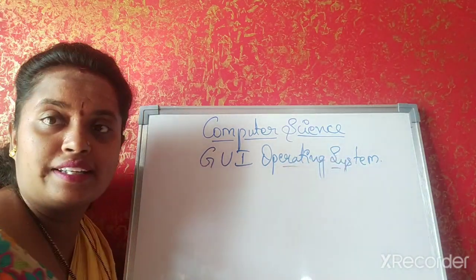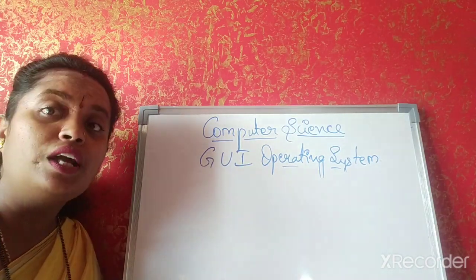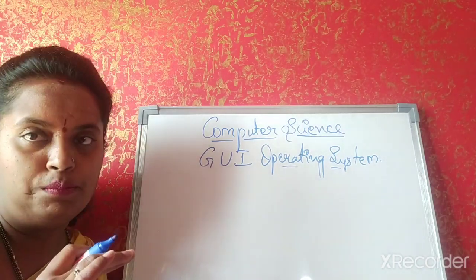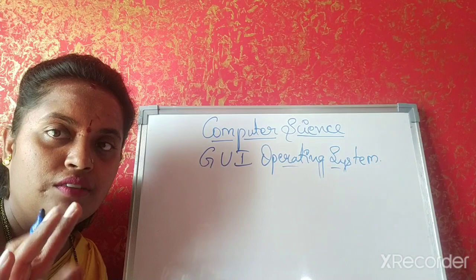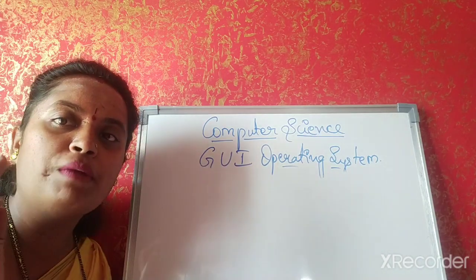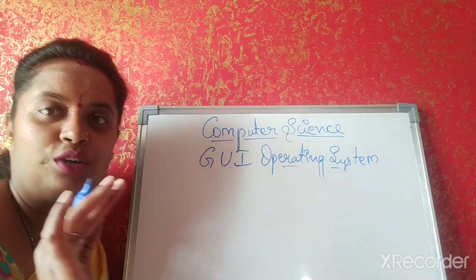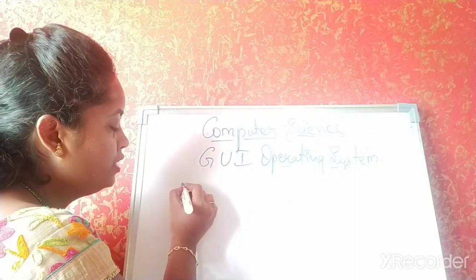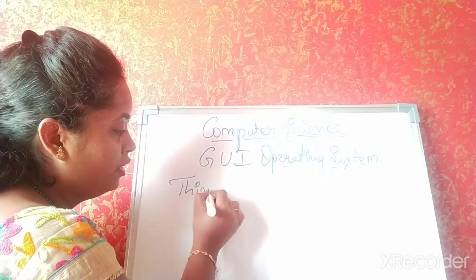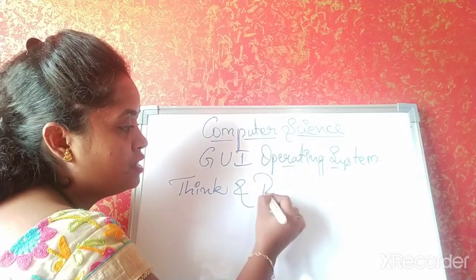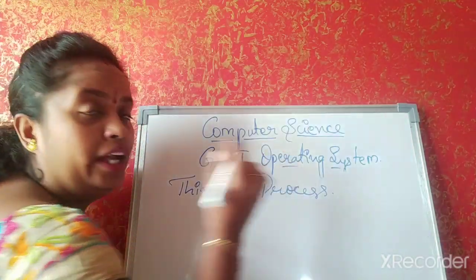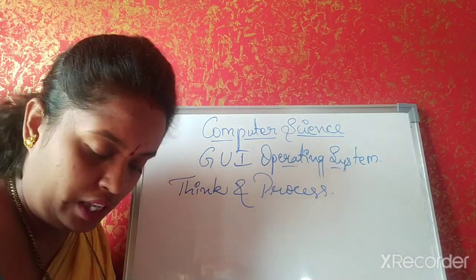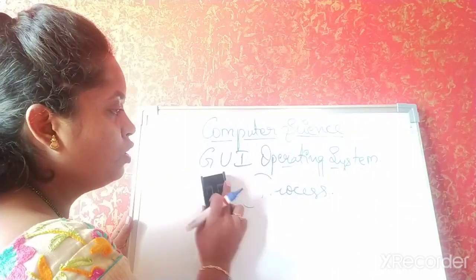What is this operating system? Last class you learned what is CPU. What is the CPU called? It is called the brain of the computer. Why do you use your brain, children? To think. Very good. You use your brain to think. In the same way, the operating system helps to think and process. So when you write the operating system definition, what are you supposed to write?